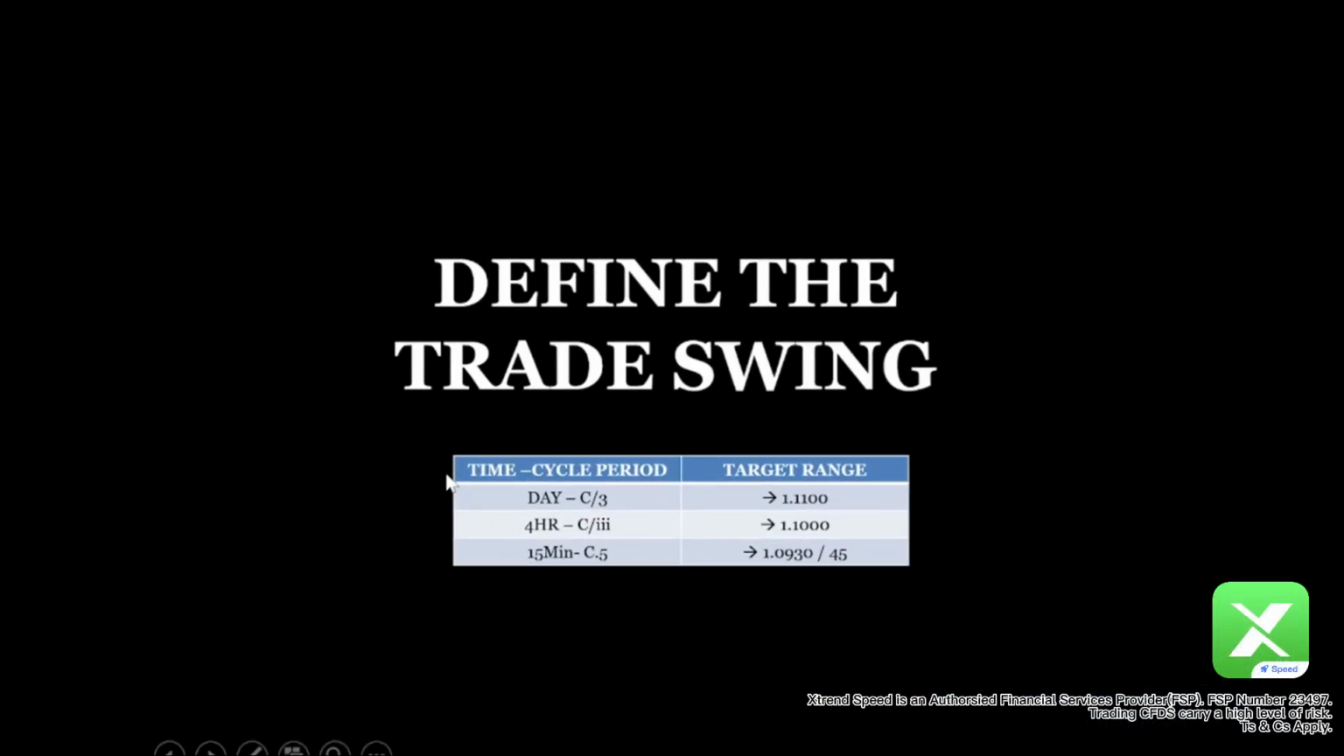We'll draw attention again to how to define the trade swing. The trade swing usually shows on all the charts that we'll be looking at. There is, let's say, the bi-weekly to monthly projection over here. It will be showing on the daily chart. It's doing a cycle 3 and will take the market to 1.11.